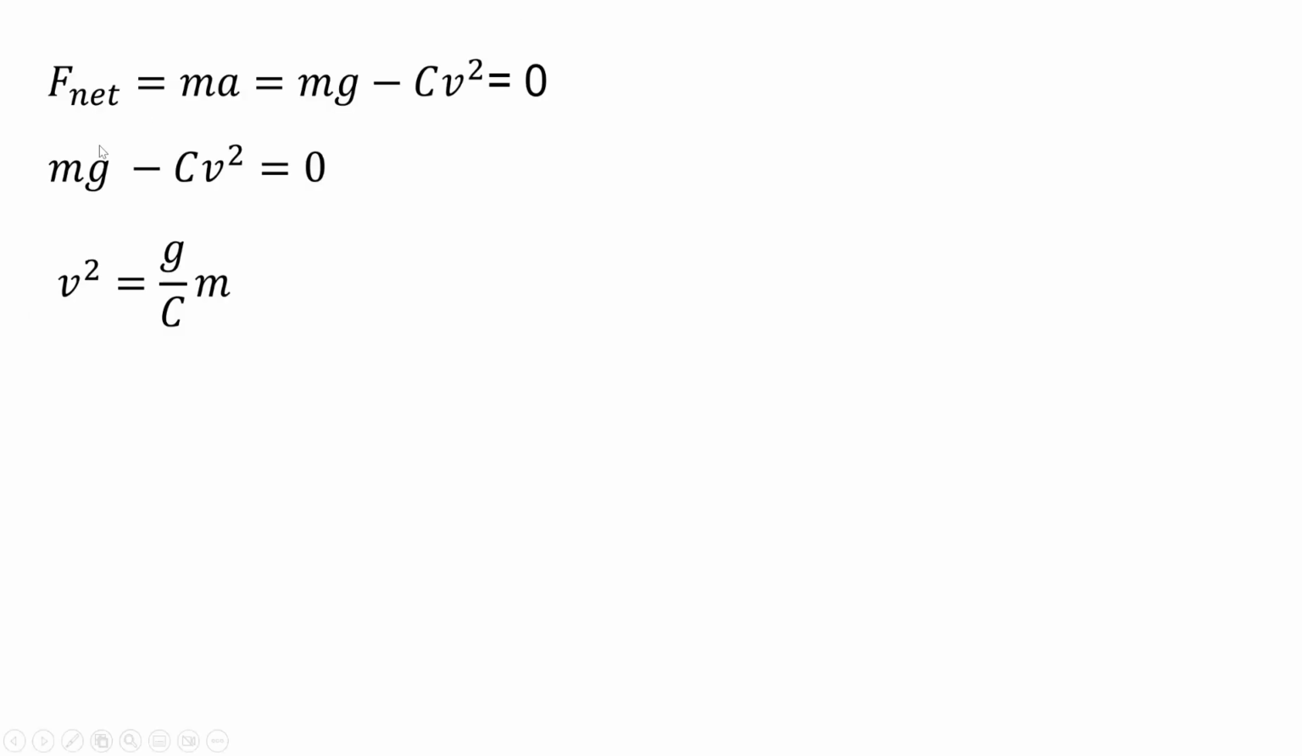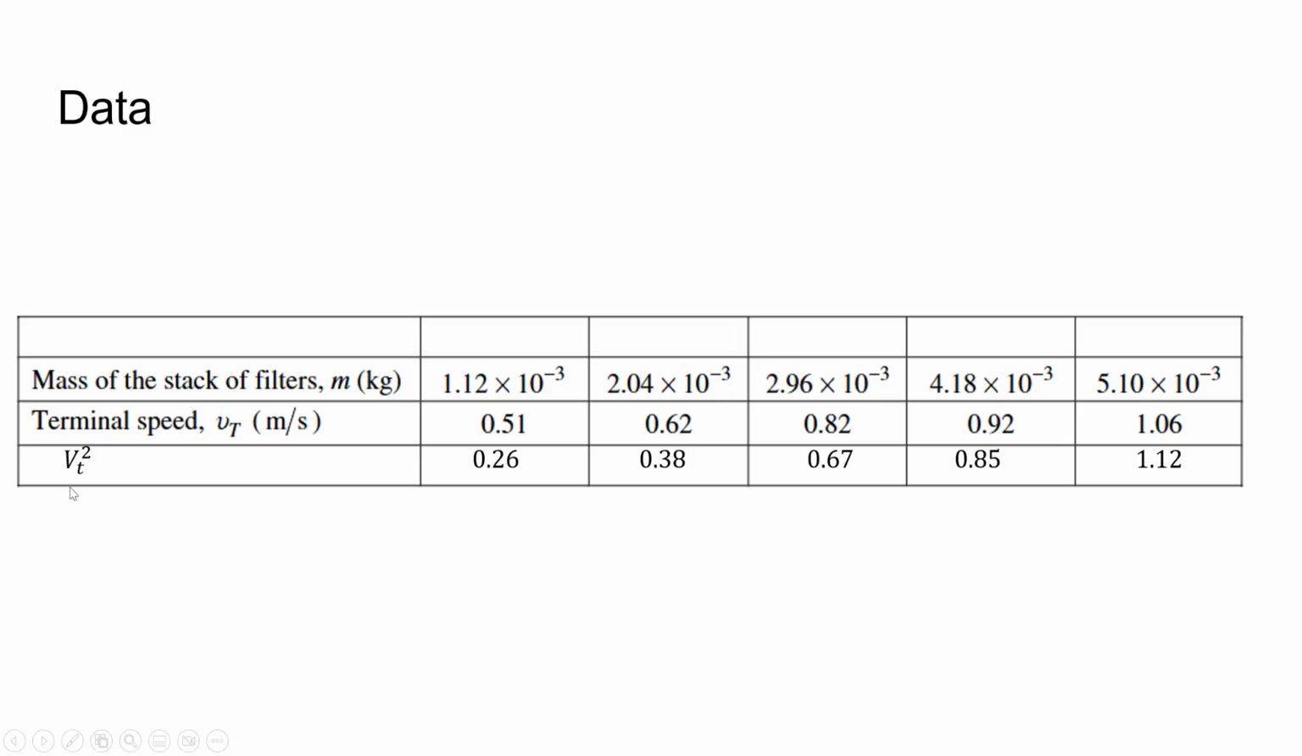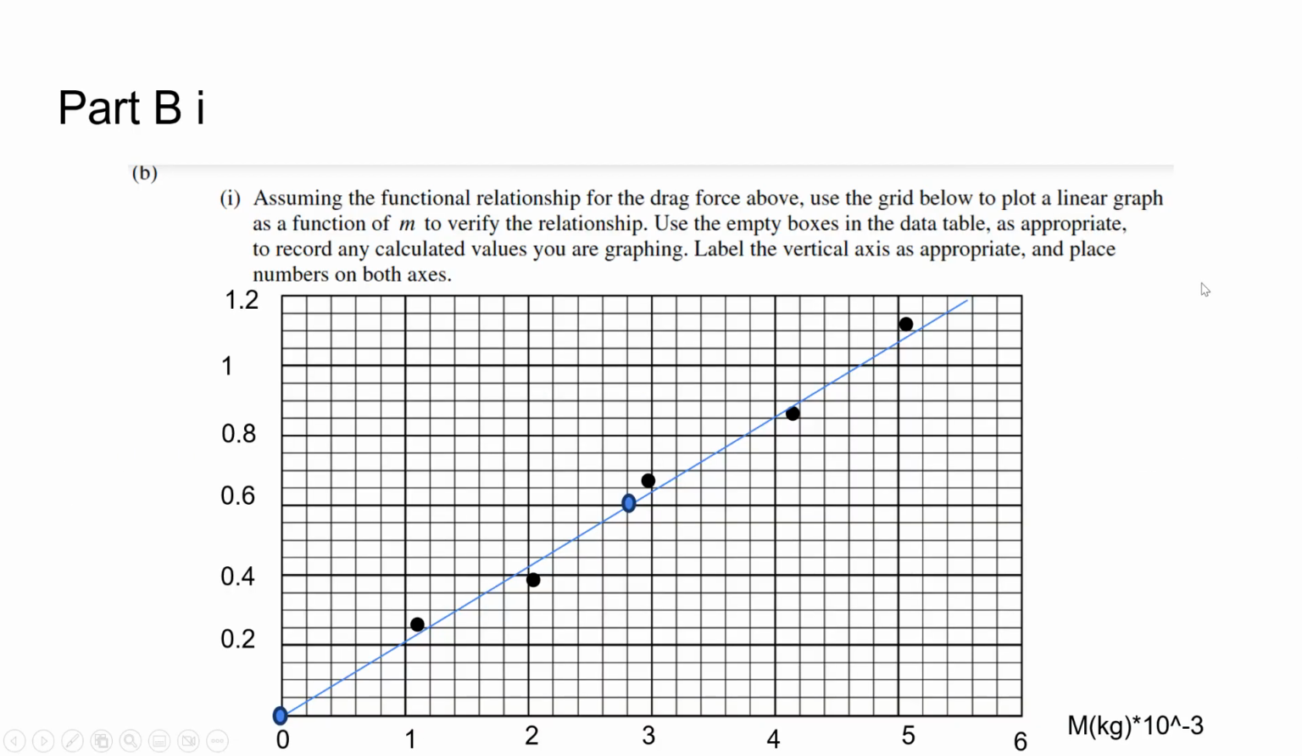So in our equation, we would have m on the x-axis and v squared on the y-axis. So we would calculate that here with vt squared in the bottom row, and you would get these values. And when plotted, you would have these black dots, which would be your vt squared values. And then you would make a line of best fit, as seen here, which is this blue line.